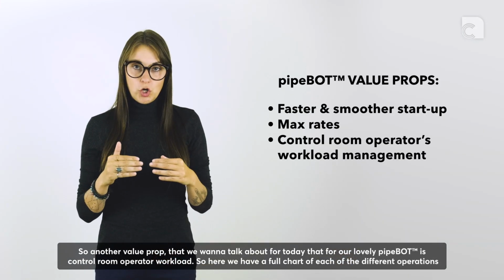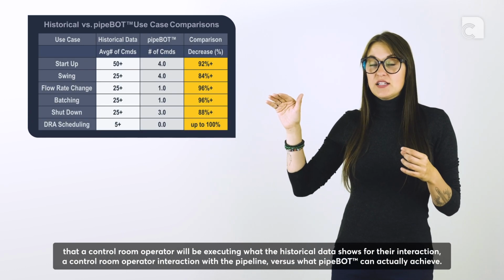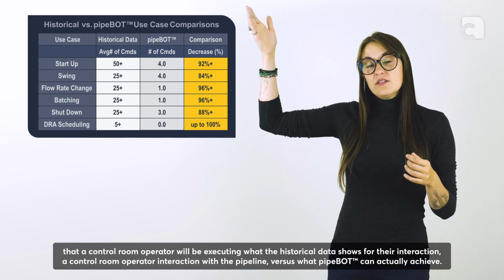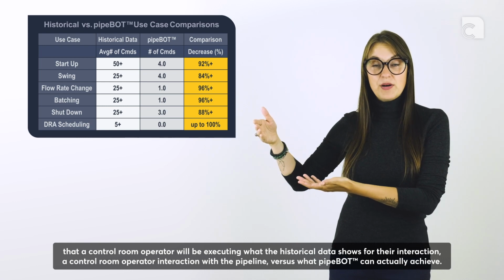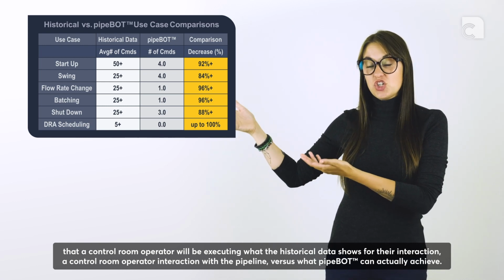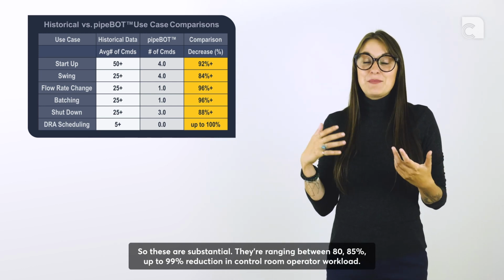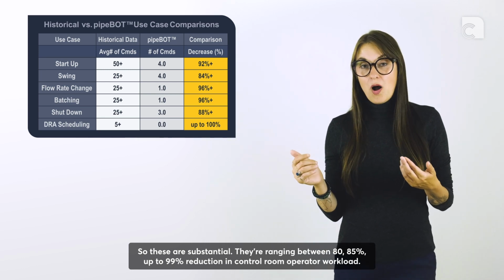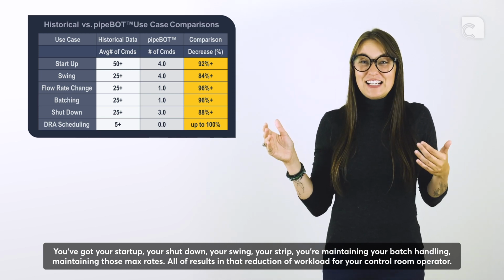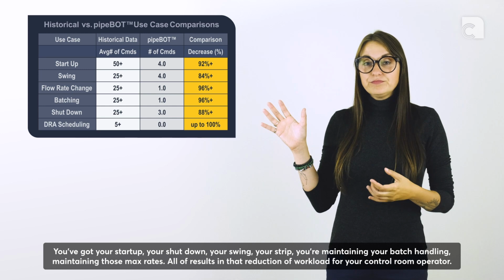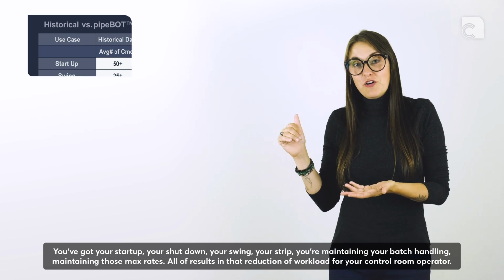Another value prop that we want to talk about today for our lovely pipeBOT is control room operator workload. Here we have a full chart of each of the different operations that a control room operator will be executing, what the historical data shows for their interaction with the pipeline versus what pipeBOT can actually achieve. These are substantial, ranging between 80, 85% up to 99% reduction in control room operator workload. You've got your startup, your shutdown, your swing, your strip, maintaining your batch handling, maintaining those max rates. All of that results in that reduction of workload for your control room operator.